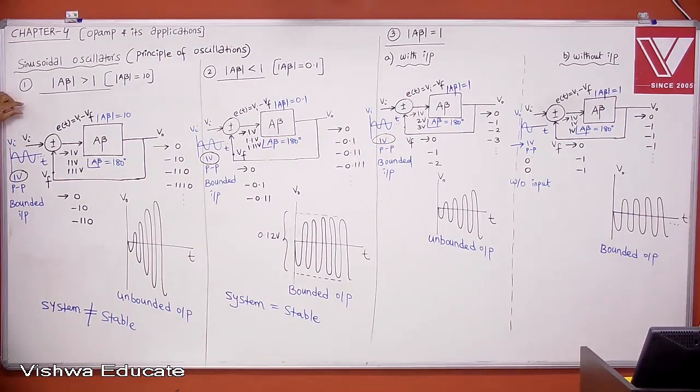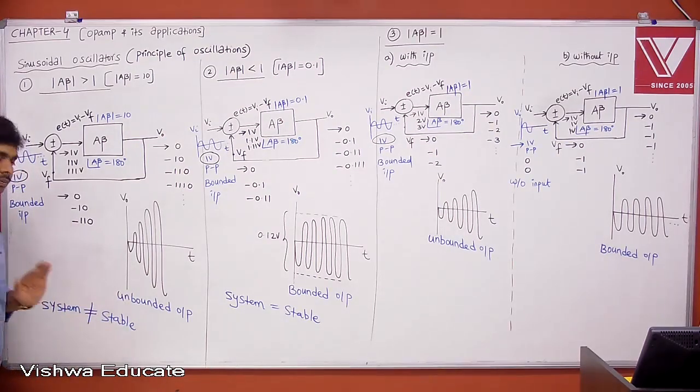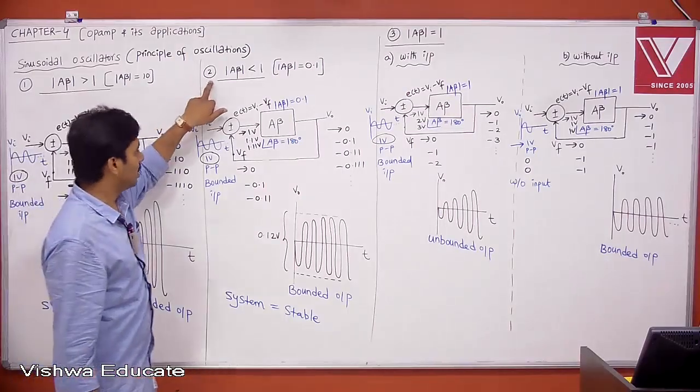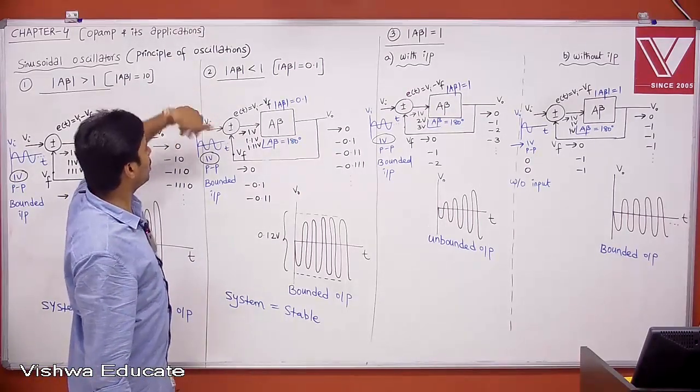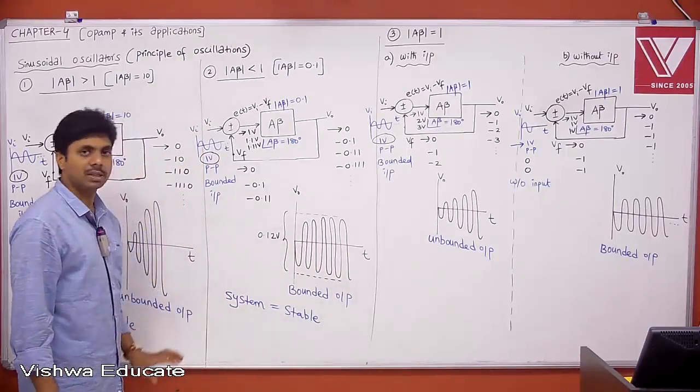So for now, case A with input, which we did already, gives unbounded output. Case B without input: input of 1 volt is initially there, later on input is not there. Even if you do that, it will be unbounded. Whether input is present or not, your output is always unbounded. Therefore, it is always unstable. Now, case 2, whether input is there or not, your output is always bounded. Therefore, the system is always stable.